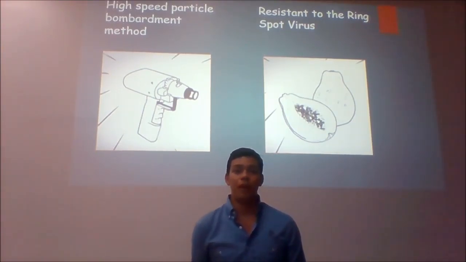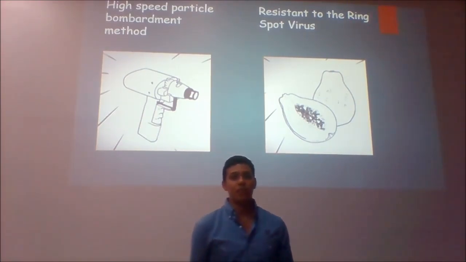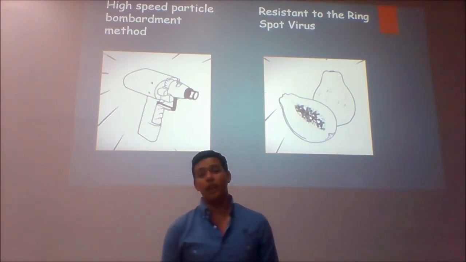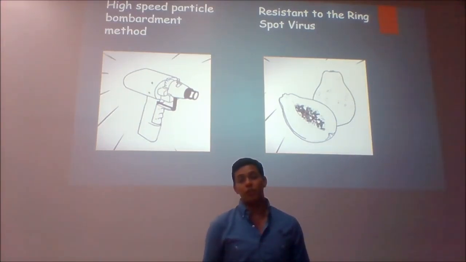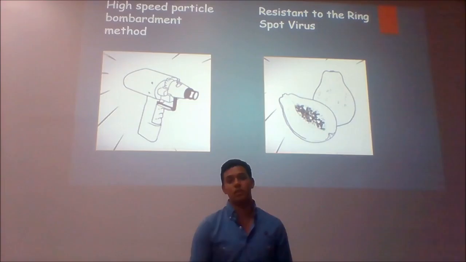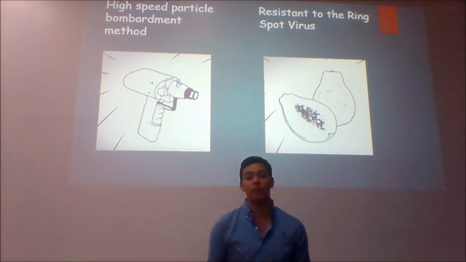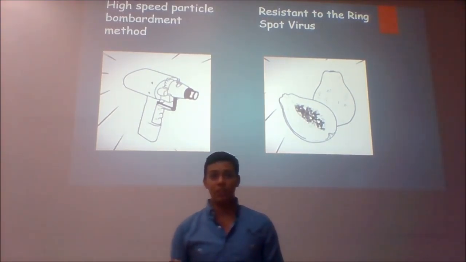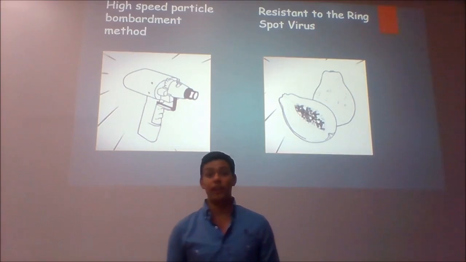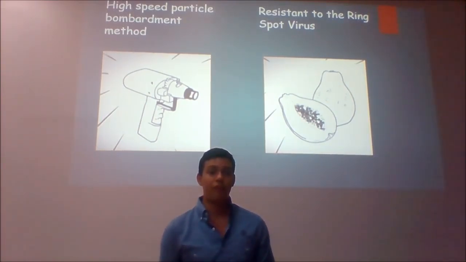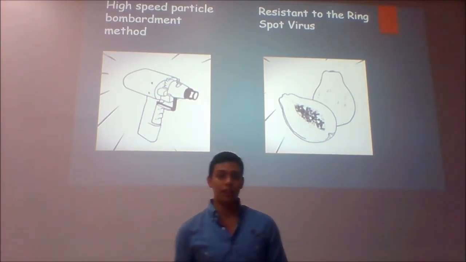And well, there are many ways to transform, but in this case, the researchers used a high-speed particle bombardment method. You can see it here. This high-speed particle bombardment method works through a high-pressure insertion device. So the gene from the virus was inserted into the DNA of the papaya, but that was not easy. They tried a lot of times to do it, but it didn't work the first time.